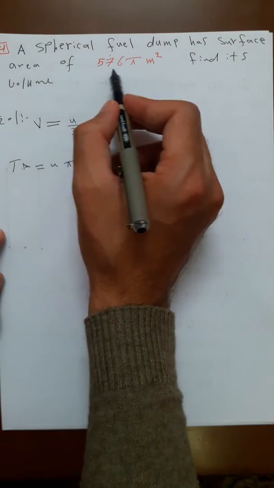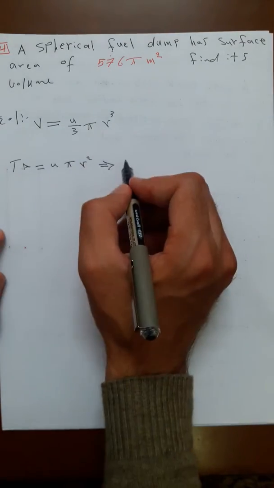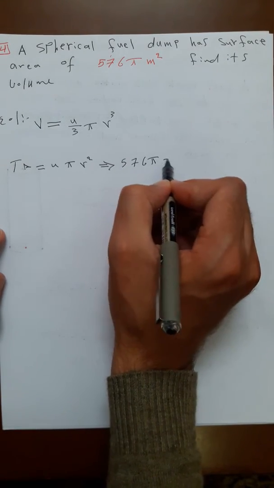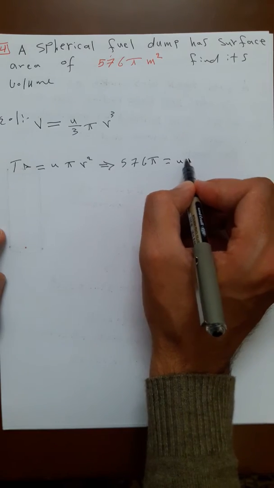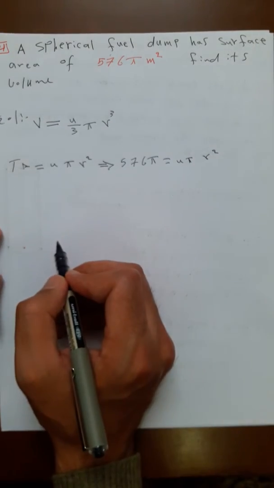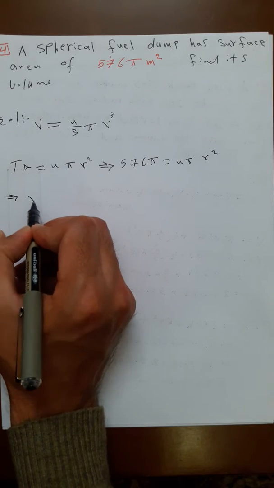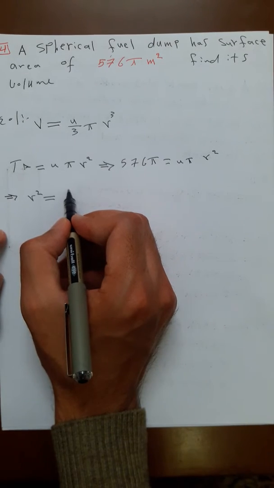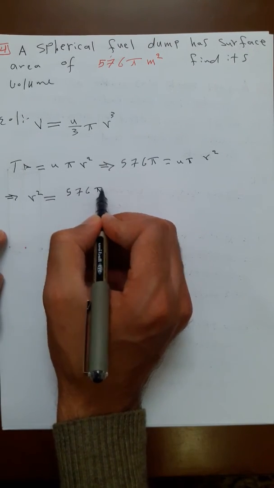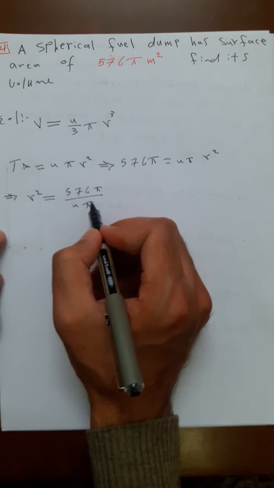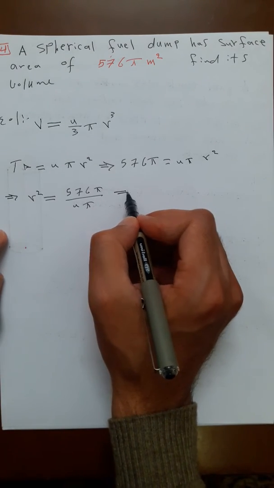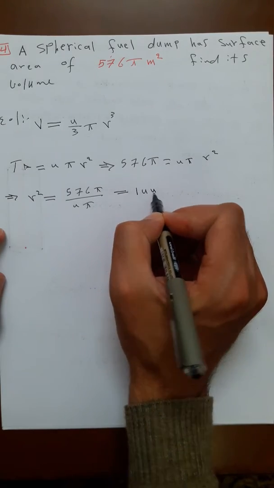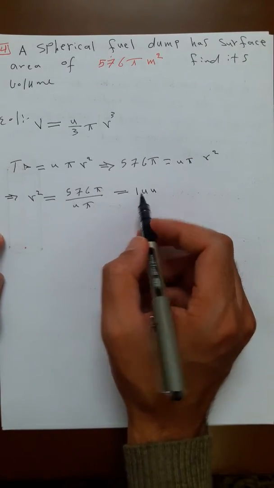Substitute the total area, TA, which is 576 pi, equal to 4 pi r square. So r square is equal to 576 pi divided by 4 pi, and this is equal to 144. But this is r square.